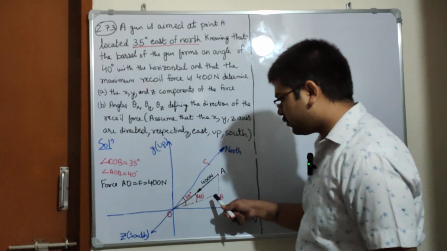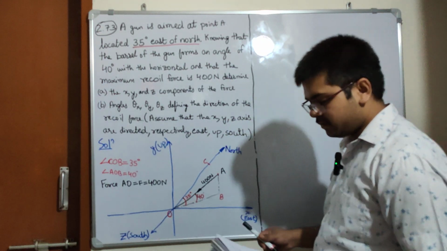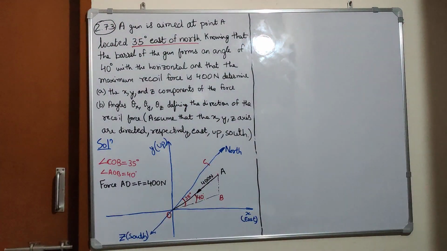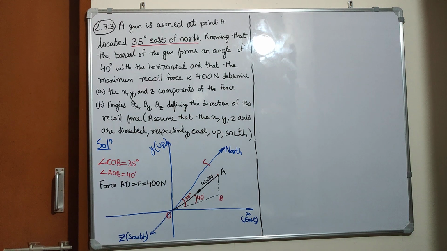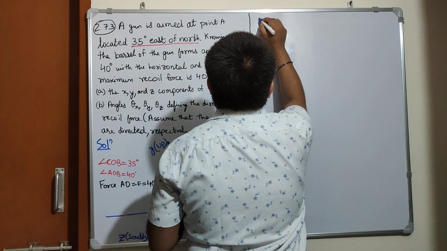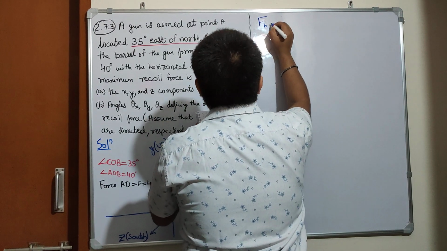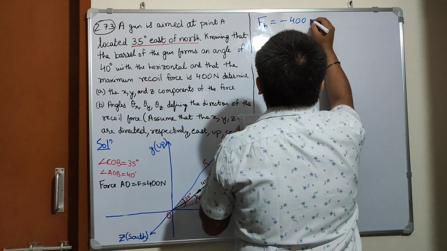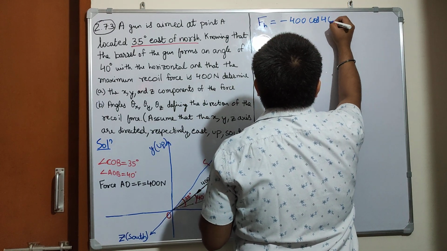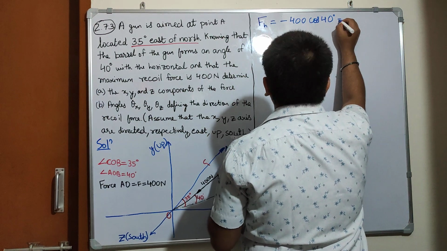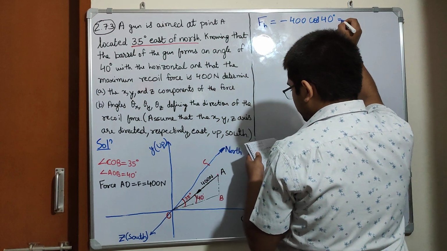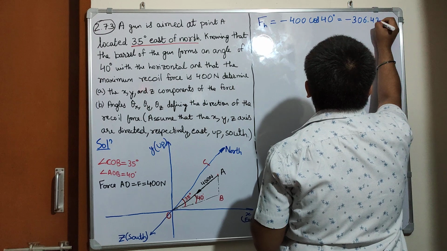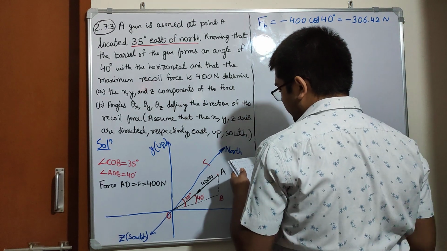So first I'll resolve the force into the horizontal component, that is OB. So FH equals minus 400 cos 40 degrees, equals minus 306.42 newtons.